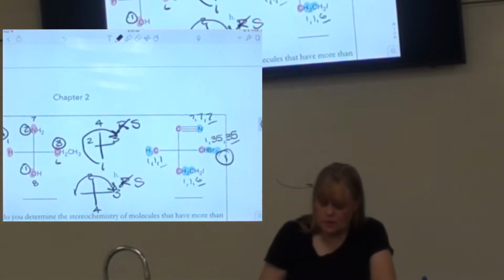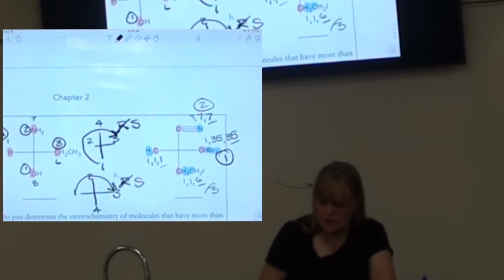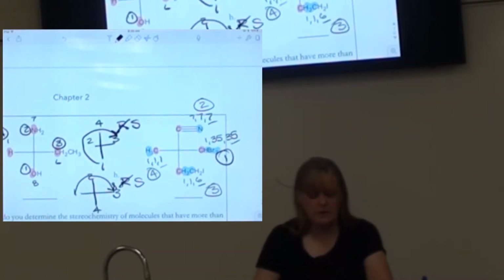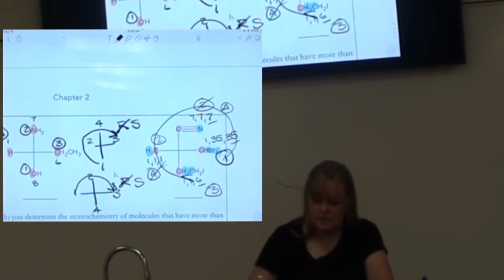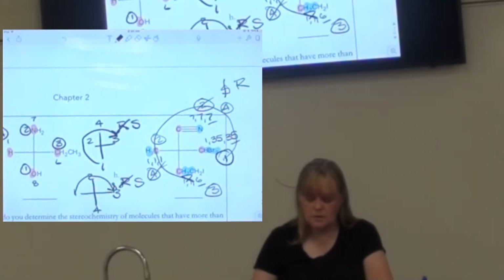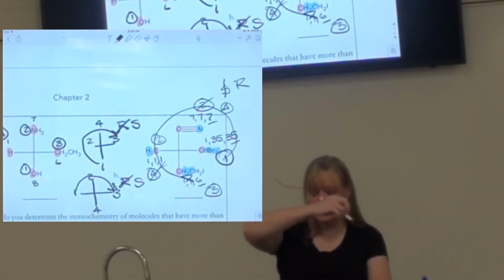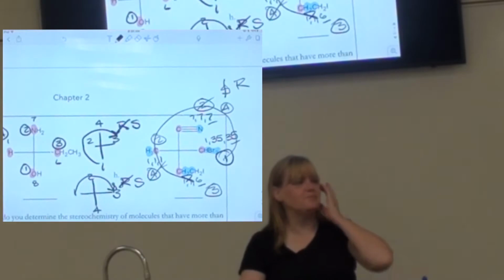So this is priority 1, 2, 3, and 4. Oh, bother. 4's in the wrong spot again. So if I swap them, 1, 2, 3, S, that means originally it was R. Or you could move the 1 over to the other side and go 1, 2, 3, and then it's R.